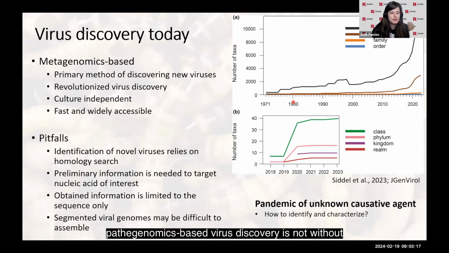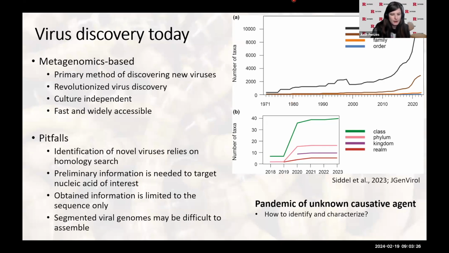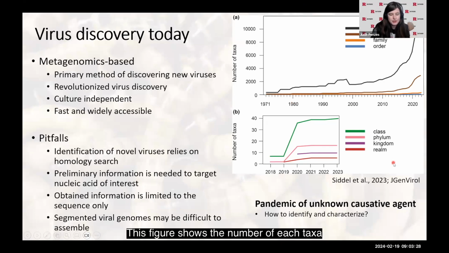However, metagenomics-based virus discovery is not without its pitfalls, as the figure here indicates very well. This figure shows the number of each taxa that has been classified by the International Committee on the Taxonomy of Viruses, or ICTV. What you can see is that while in the past decade the number of species and genera have drastically increased due to the wide and fast availability of metagenomics, the same is not really true for higher ranking taxa such as families and orders.